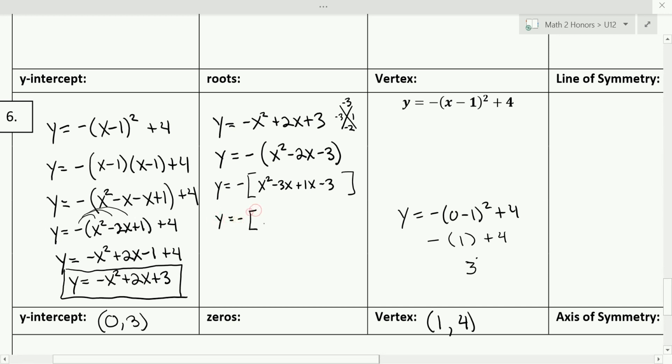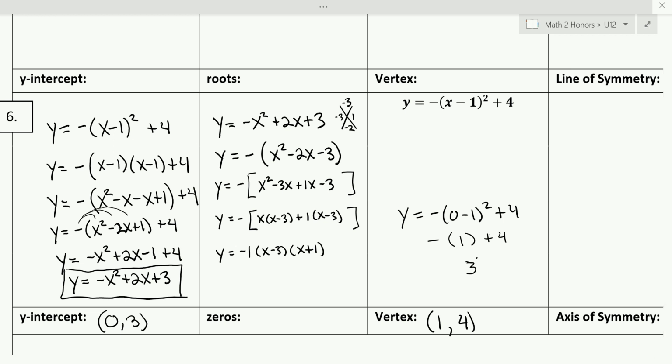Minus, still working with the brackets here, x times (x minus 3) plus 1 times (x minus 3). And then you end up with something like this. I put a negative 1 out front. It could just be a negative sign, doesn't matter. But that would be your factored form.